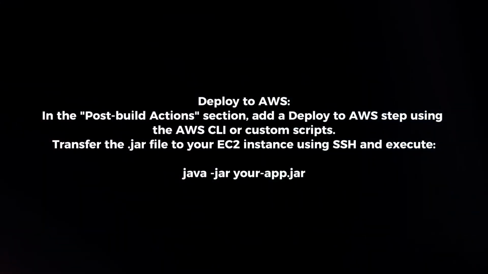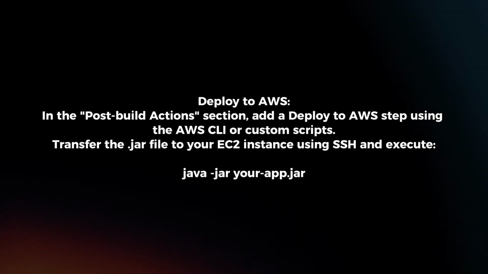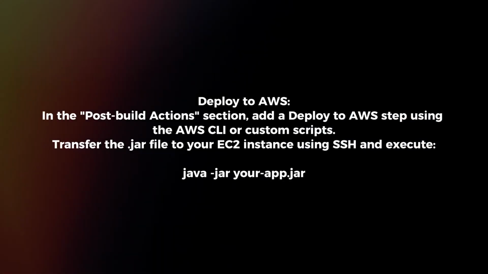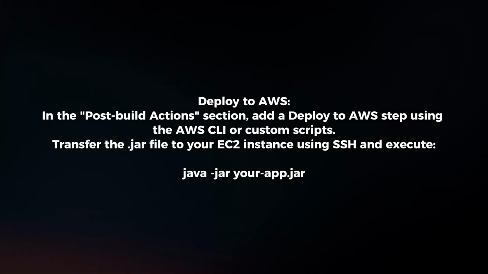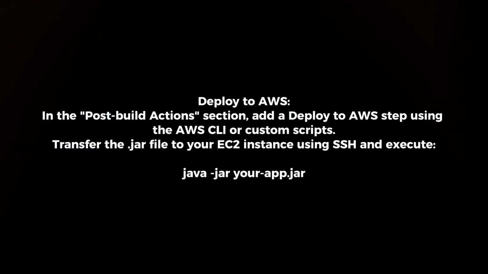Deploy to AWS. In the post build action section, add the deploy to AWS step using the AWS CLI or custom scripts. Transfer the jar file to your EC2 instance using SSH and execute.